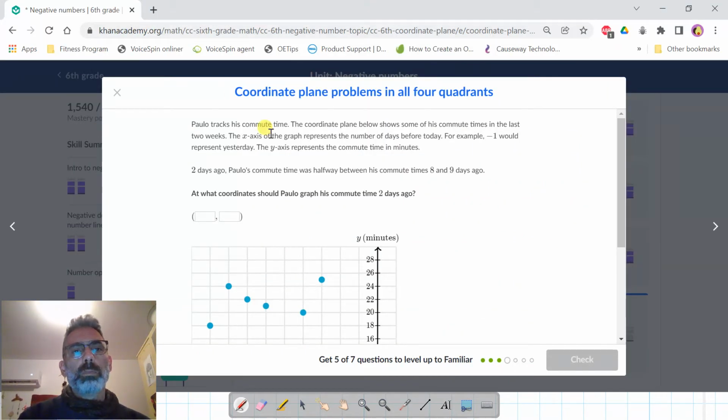Paul tracks his commute time. The coordinate plane below shows the sum of his commute times in the last 2 weeks. The x-axis of the graph represents the number of days before today. For example, -1 would represent yesterday. The y-axis represents the commute time in minutes. 2 days ago, Paul's commute time was halfway between his commute times 8 and 9 days ago.